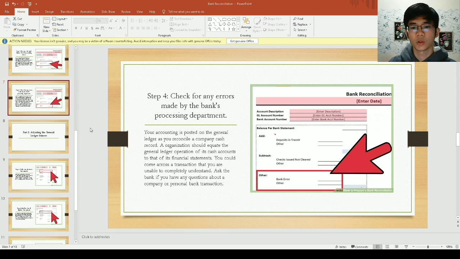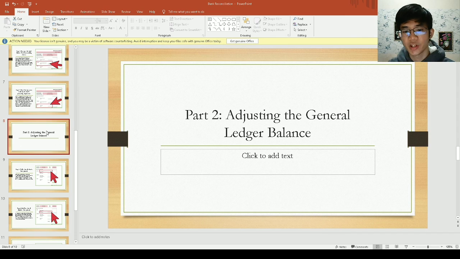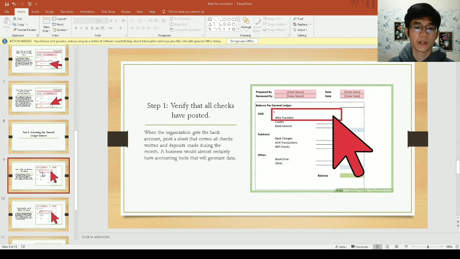Now that we are already done with part 1, let us move on to part 2, which is adjusting the general ledger balance. Step 1 is to verify that all checks have been posted. When the organization gets the bank account, print a sheet that covers all checks written and deposits made during the month. A business would almost certainly have accounting tools that will generate data.